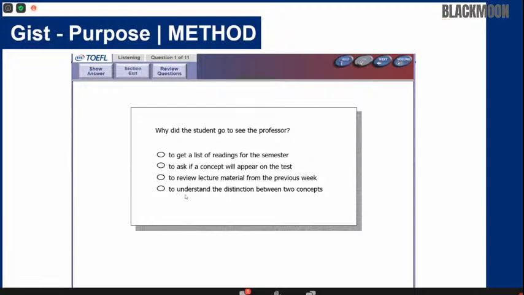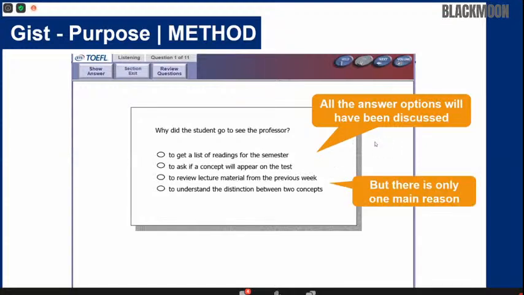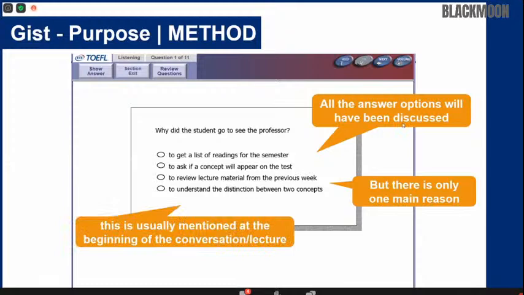So I can see most of you have already chosen the correct answer. Well done, you guys. Like I said, all the answer options will have been discussed. You've probably heard them, but there's only one main reason. And usually this is mentioned at the beginning of the lecture or conversation.